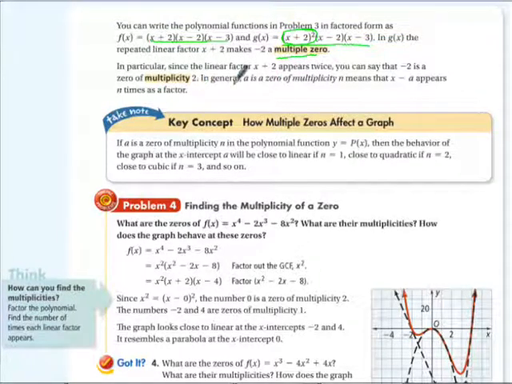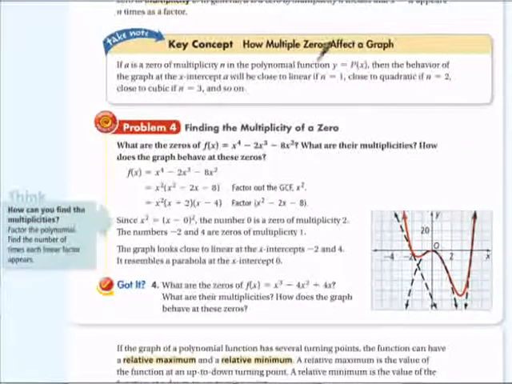In particular, since the linear factor x plus 2 appears twice, we can say that negative 2 is a zero of multiplicity 2. In general, a is a zero of multiplicity n means that x minus a appears n times as a factor. So all that means is that if this is a 2, then it has a multiplicity of 2. If this is a 3, it has a multiplicity of 3. And so on. So we'll look at how multiple zeros affect a graph. So this is a big deal.